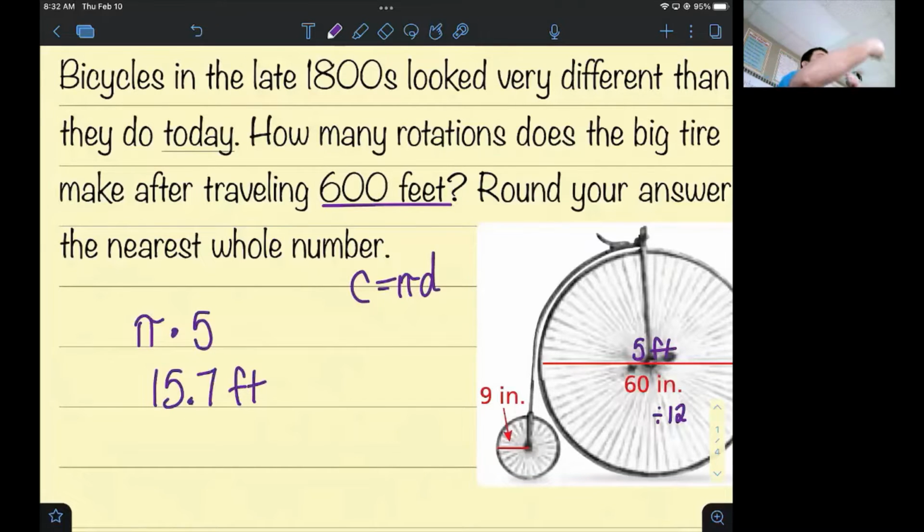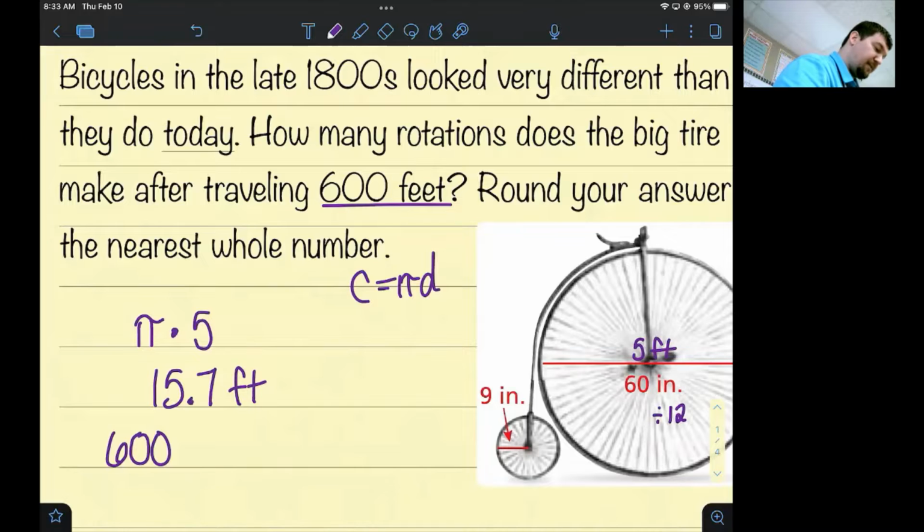I need to know how many rotations it's going to take me to travel 600 feet. So how many of these 15.7s is it going to take me until I get to 600? What kind of problem is that? It's a division problem, exactly. So I'm going to take 600 feet, which by the way is the length of running all the way down and all the way back a football field.